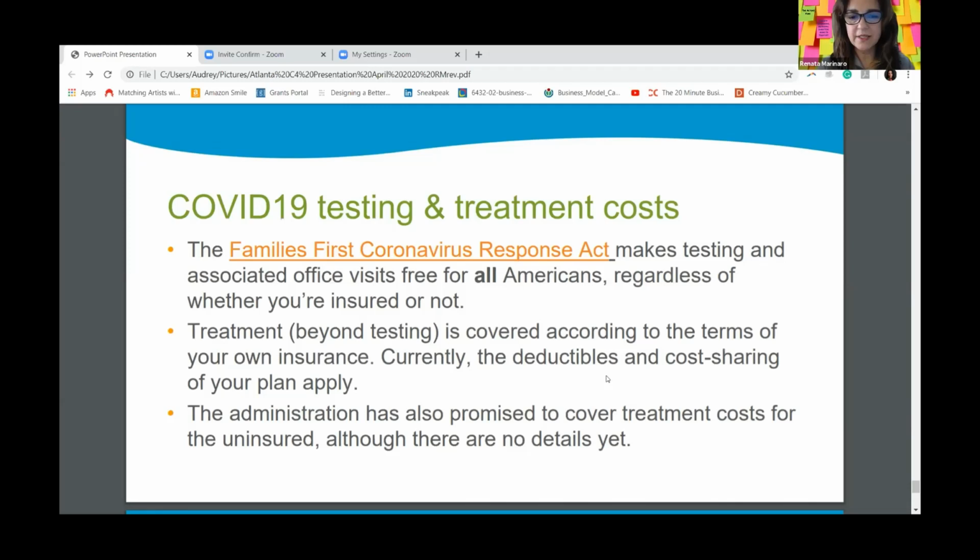Testing is according to the terms of your insurance. If you're uninsured, treatment is also free. So for COVID-19, testing is free for anybody. If insured, treatment is according to the terms of your insurance.